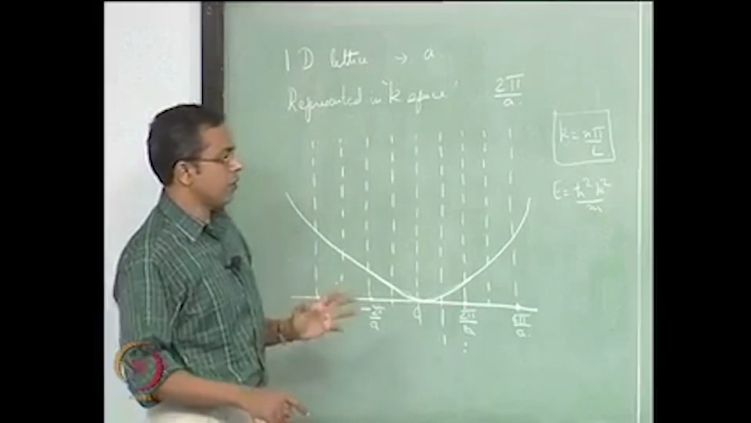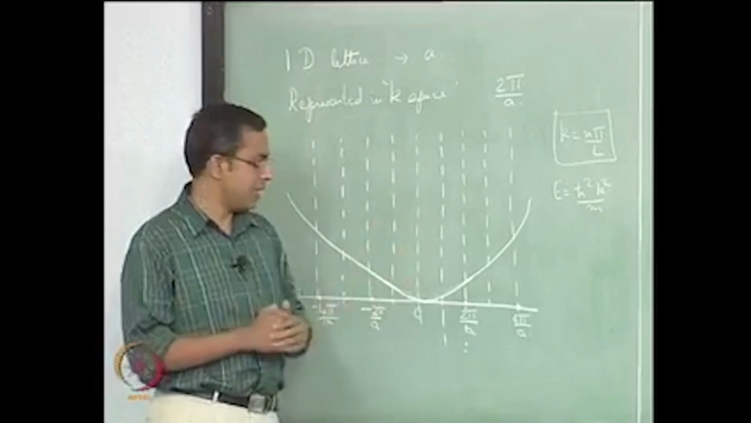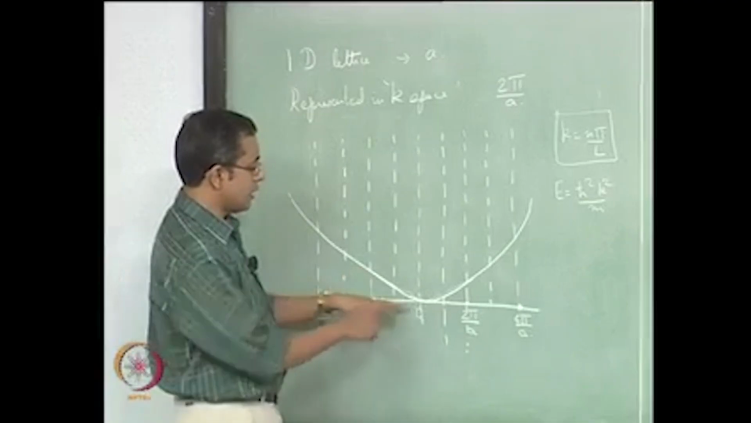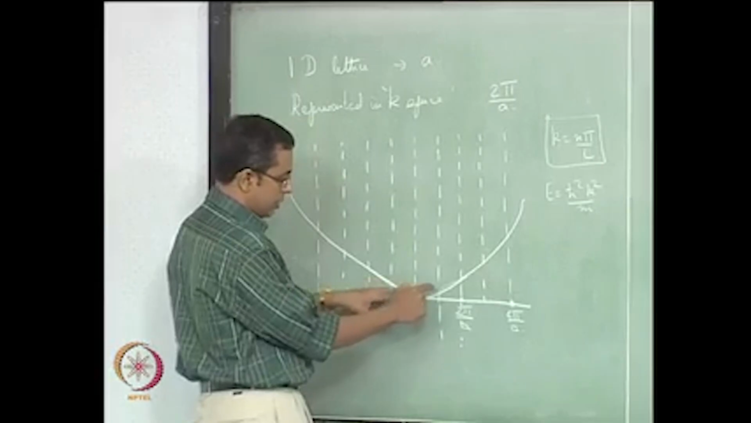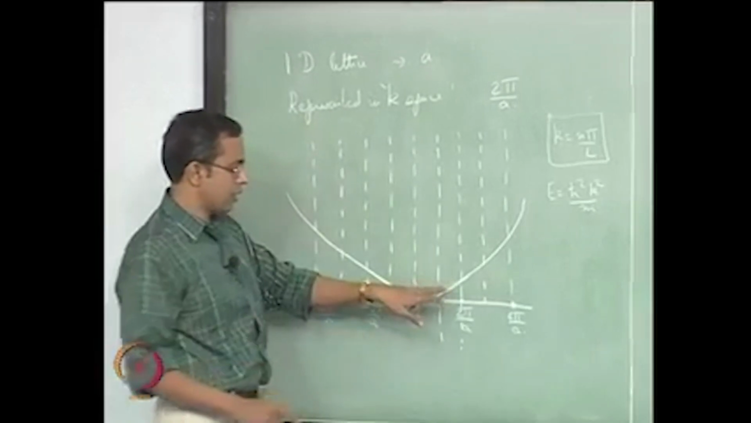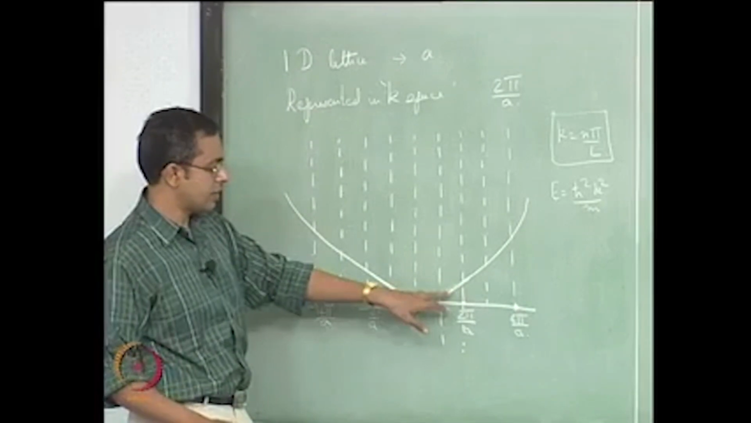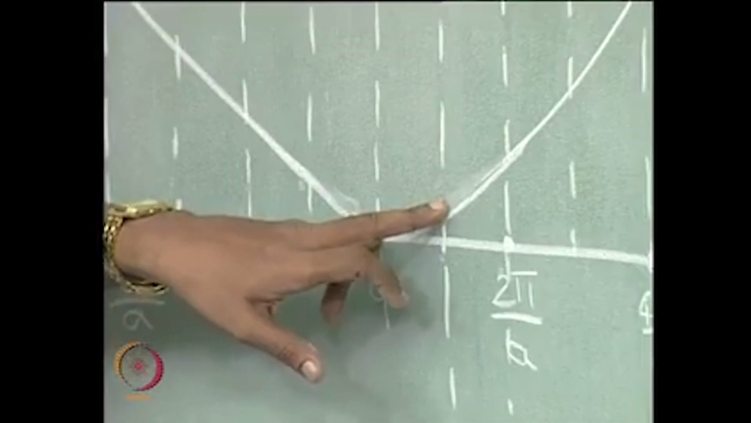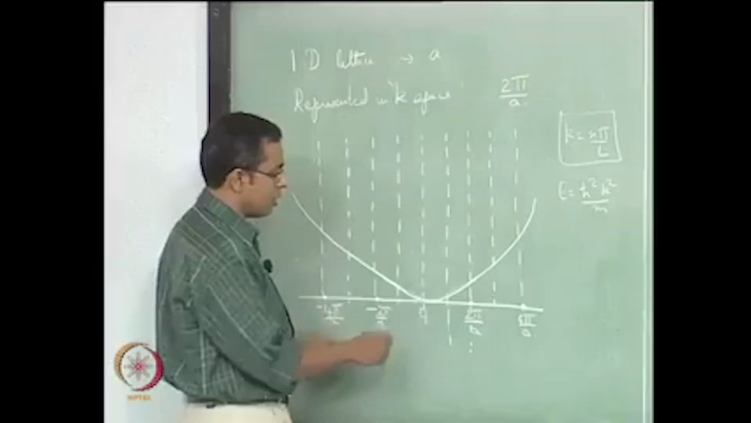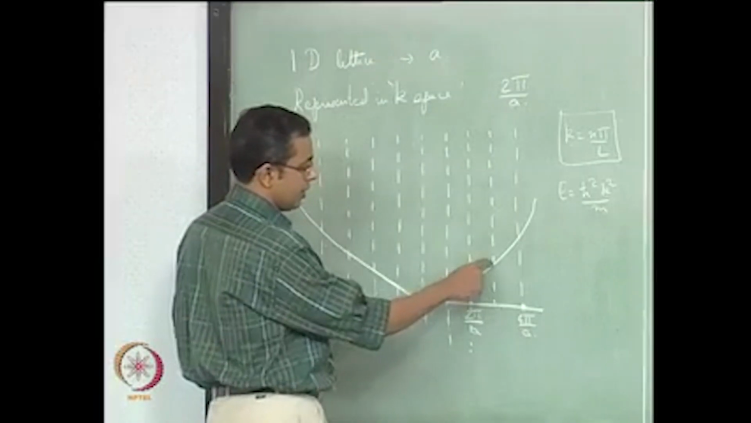Now, based on all the things that we have learned so far, whenever this E versus K relationship touches, these are all valid wave vectors, whenever a wave vector touches a Bragg plane, diffraction will occur. Conditions for diffraction are fully satisfied. So diffraction occurs here, here, here and here.